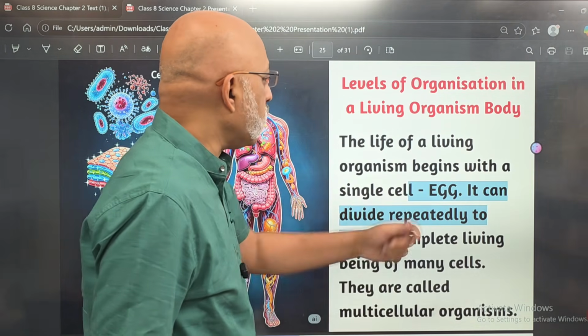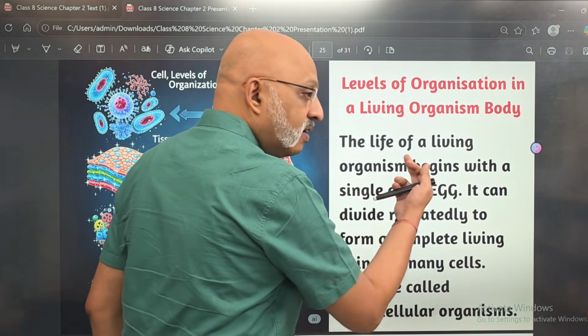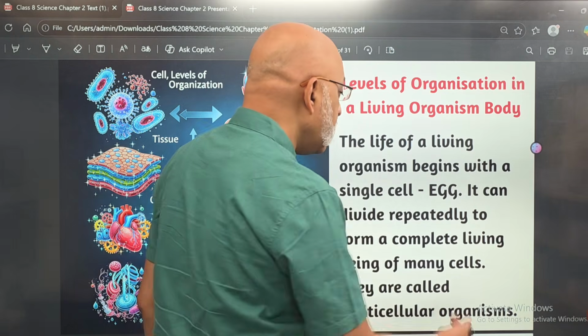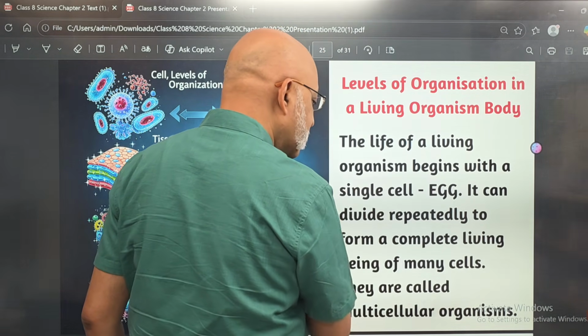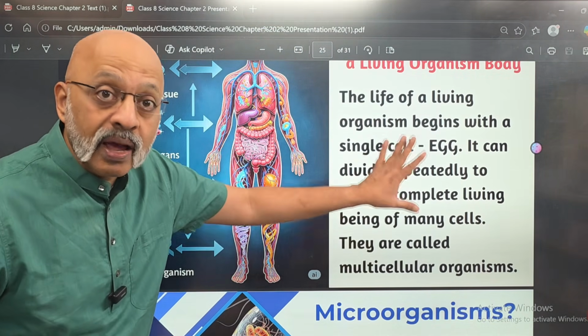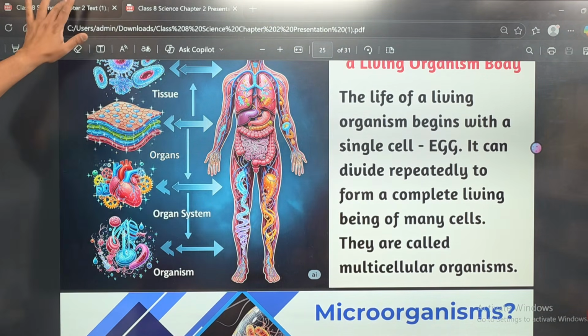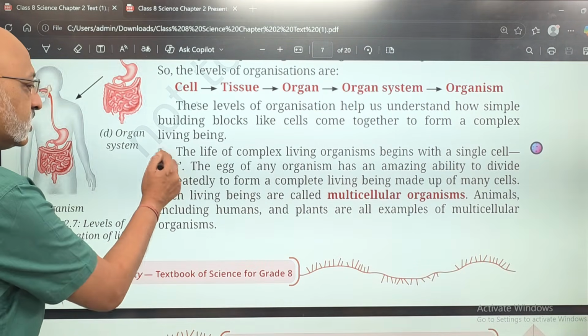So, levels of organization. The life of a living organism begins with a single cell, which can be an egg. It can divide repeatedly to form a complete living being of many cells. They are called multicellular organisms. This is what I am going to go into next after this. So the life of a complete organism, this is what I said, starts with an egg.